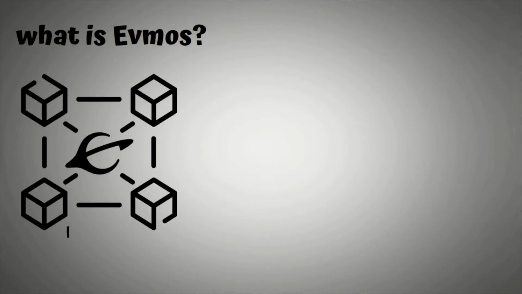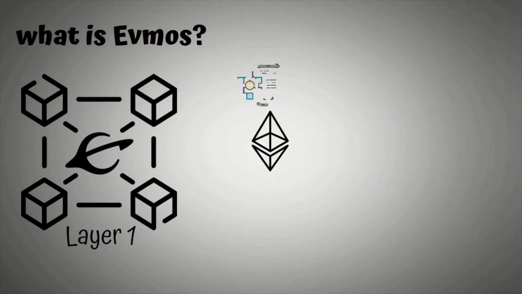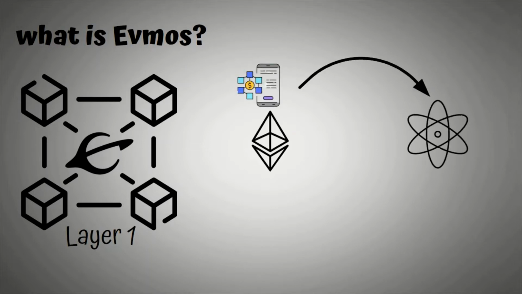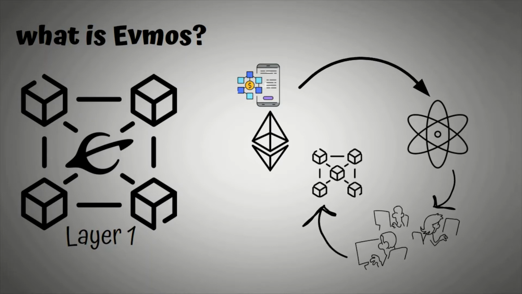What is Evmos? Evmos is a Layer 1 blockchain which is part of the Cosmos ecosystem. The idea is simple: bring Ethereum dApps to the Cosmos ecosystem, and allow developers to create their own blockchains that are compatible with the EVM by forking Evmos.